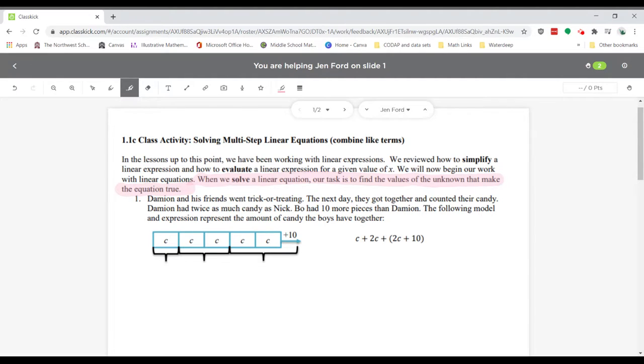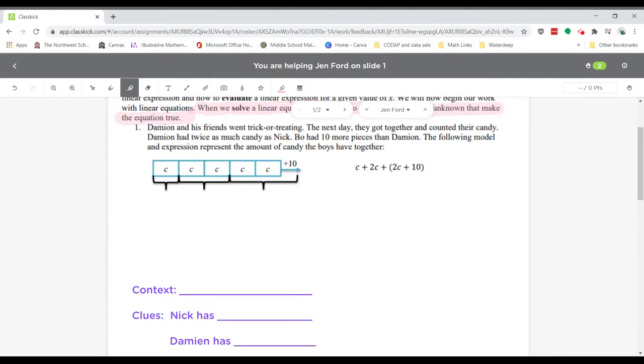Damien and his friends went trick-or-treating. The next day they got together and they counted their candy. Damien had twice as much candy as Nick. Beau had 10 more pieces than Damien. The following model and expression represent the amount of candy the boys have together.